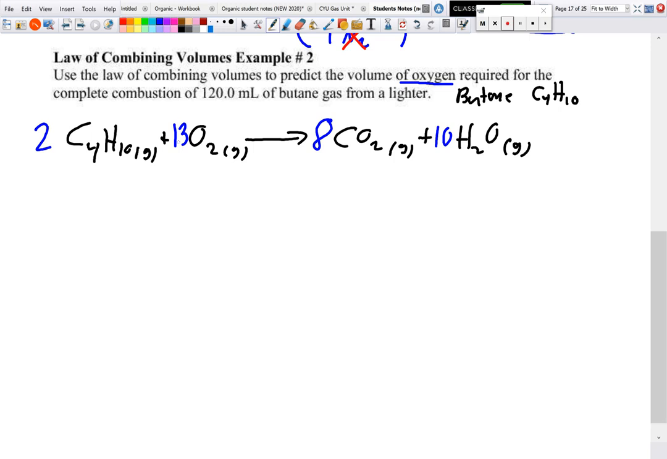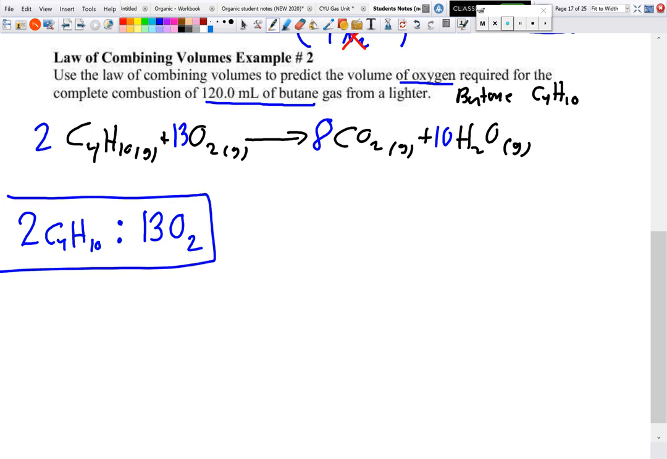All right. So once we got that, now we're looking at oxygen and we're given butane. So we are going to write our conversion factor. So we have 2 butanes. That should be 10. That looks like an H. And that should also be 4. I don't know what I'm writing down there. C4H10. And we have 13 oxygen. So this is our ratio between butane and oxygen, and we're going to use this for our conversion factor.